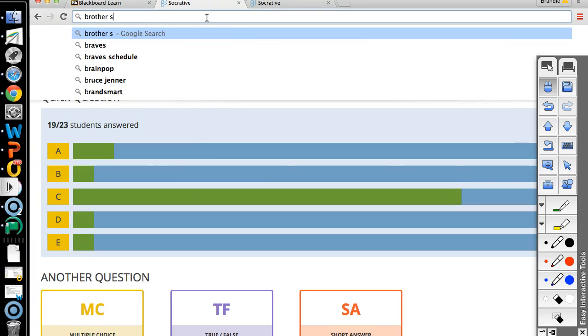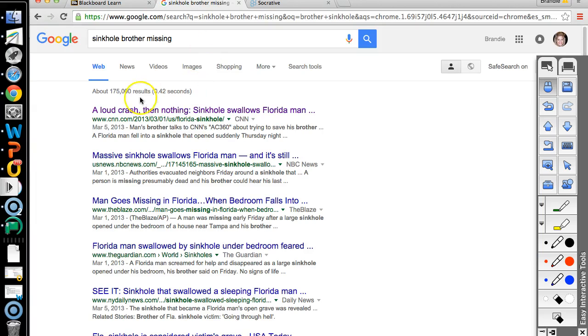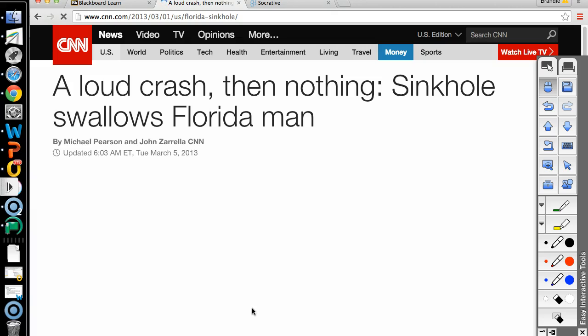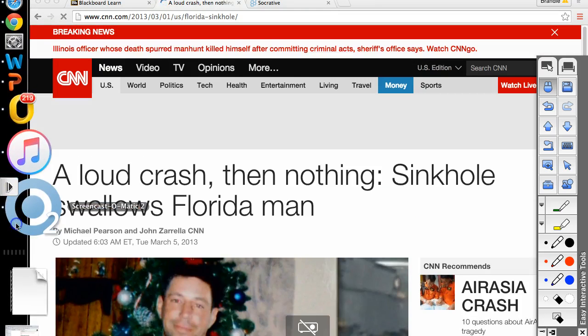So it's like, brother, sinkhole. Look, see? I told you, it's a thing. Allowed cracks for nothing. Yep. I got you. I'm going to make the green thing go away. Oh, yeah, there it is.